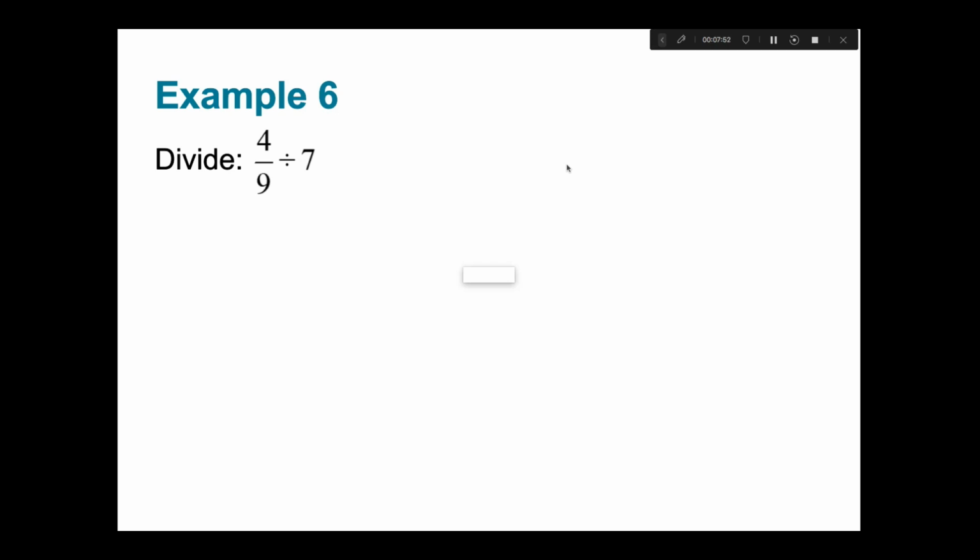This one says we're dividing. What do I have to do first before I can divide these 2 numbers? Put a 1 under my 7. So that becomes 7 over 1.